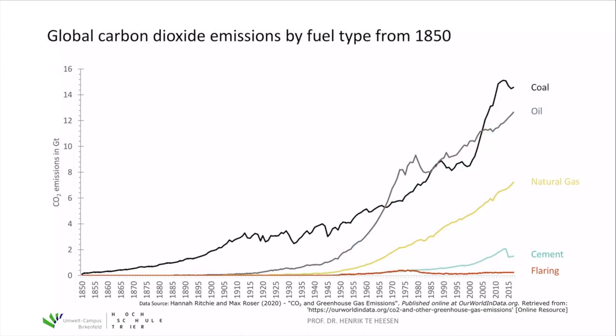Now we want to have a look at where these carbon dioxide emissions come from. So what are the fuel types, the fossil fuels, which emit carbon dioxide? Again, you see the period from 1850 up to now, and you see the CO2 emissions in gigatons on the y-axis.